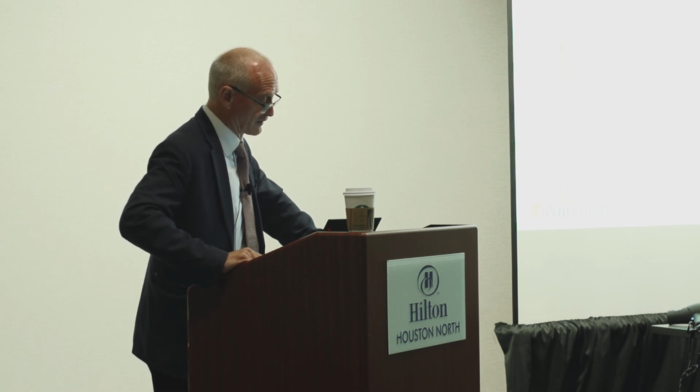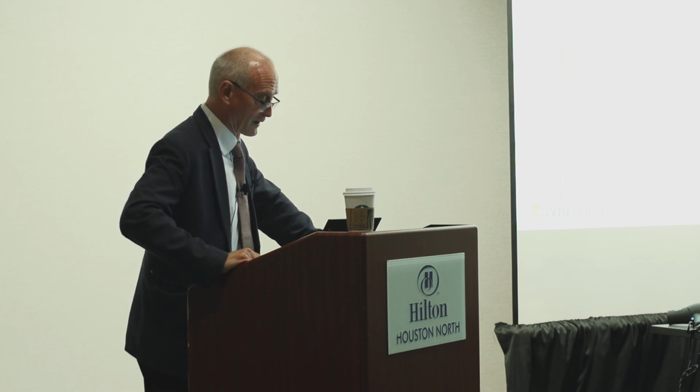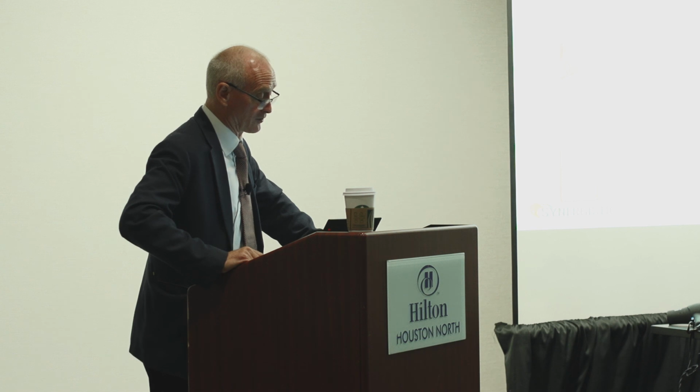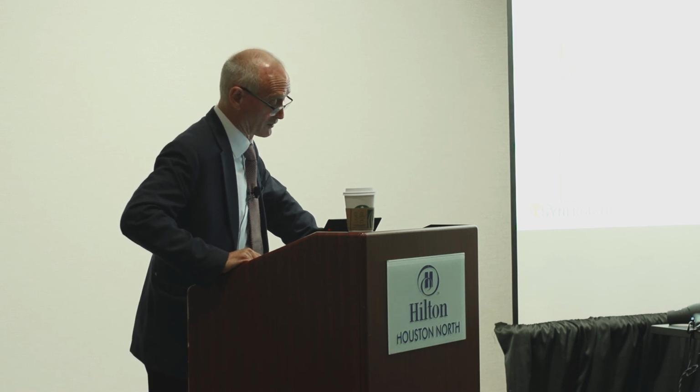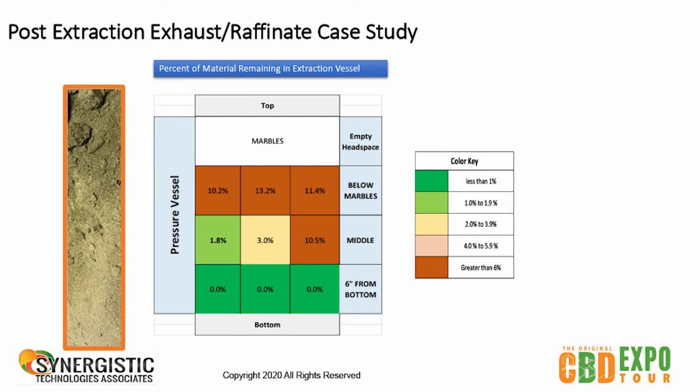And then you can see the next row of numbers, the 1.8, the 3.0, and the 10.5, and you think, well, why is there a difference there? Well, you can see that it hasn't extracted all of it, but even in the center it has. But it's starting to bypass the material on the right-hand side. And then you see the top where you can tell that 10.2, 13.2, and 11.4 had not extracted that material.